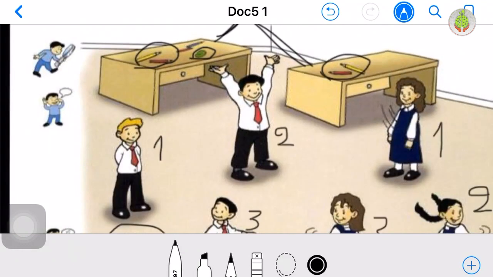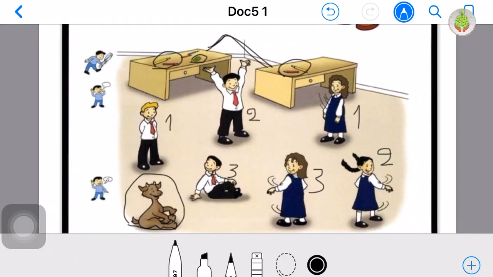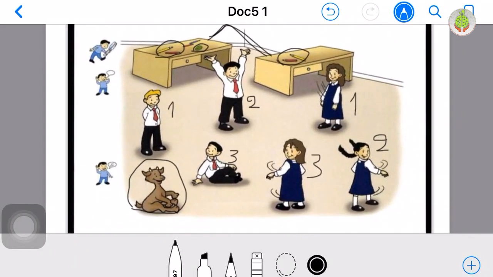Rubber means ممحاة. Okay. Here we have an audio that we had in the lesson. Let's listen to it. Okay. What are these children doing? What are the movements that they are doing? Let's listen to the audio.